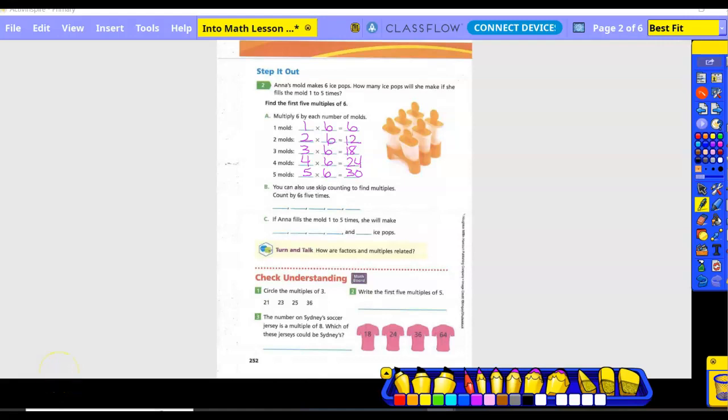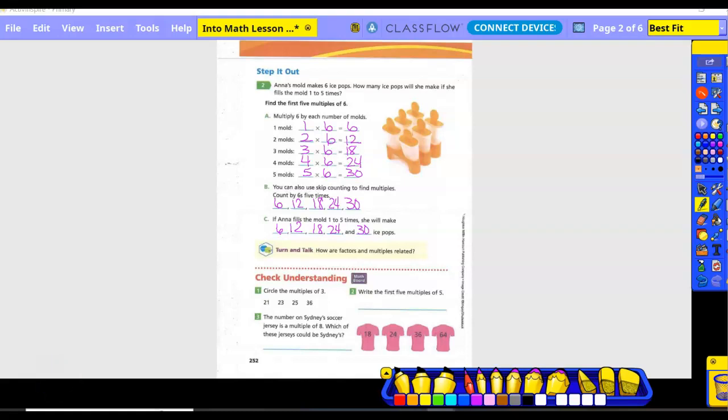Letter B, you can also use skip counting to find multiples. So count by 6s 5 times. We just talked about that, right? So we would go 6, 12, 18, 24, and 30. So if Anna fills the mold 1 to 5 times, she will make 6, 12, 18, 24, and 30 ice pops.